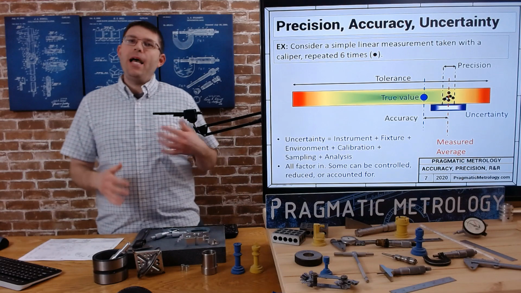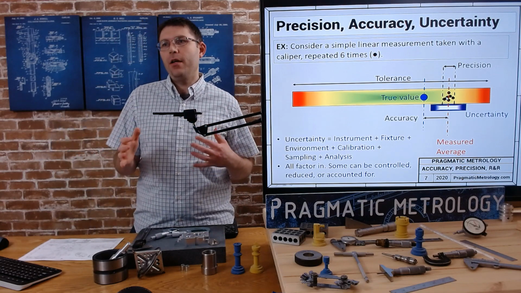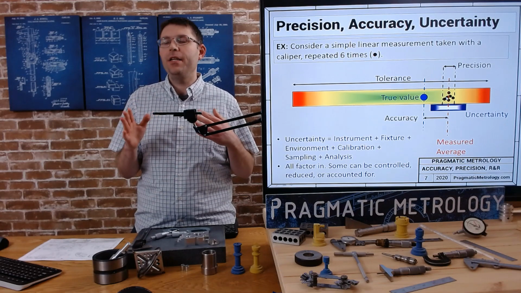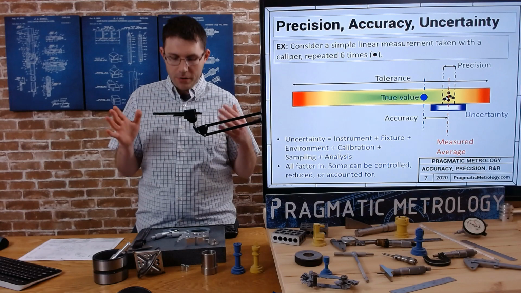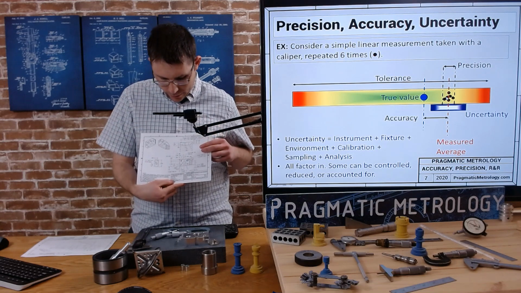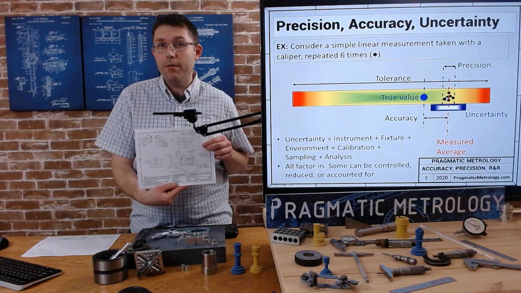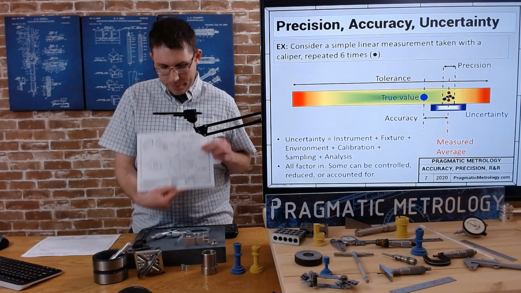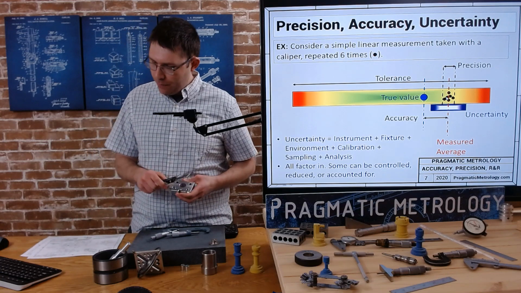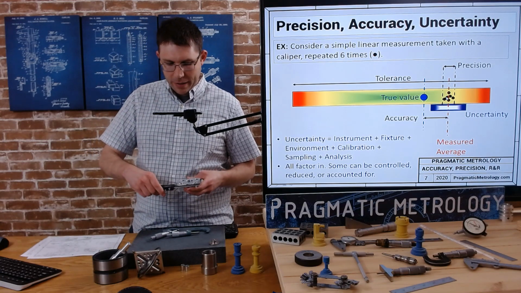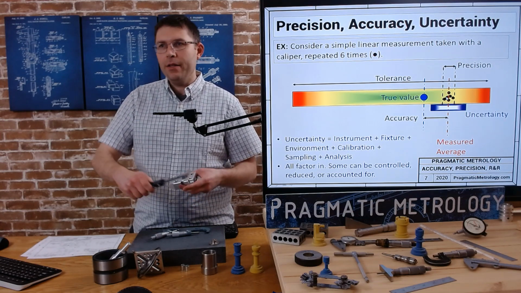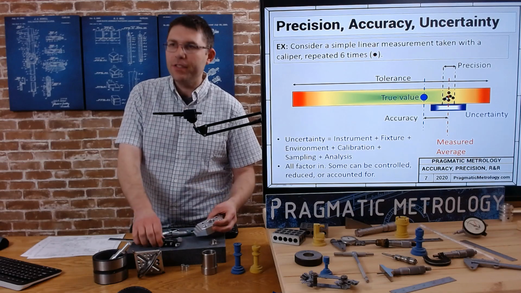So when we try to map all these terms together, I came up with this graphic to sort of explain what's going on. I want to use an example. If you've got the PM02 print downloaded from the Pragmatic Metrology website, you don't need it, but I'll say I'm going to measure the 3.210 distance with a caliper. And if I do it 6 times, we might get something that looks like this, where we have 6 dots.